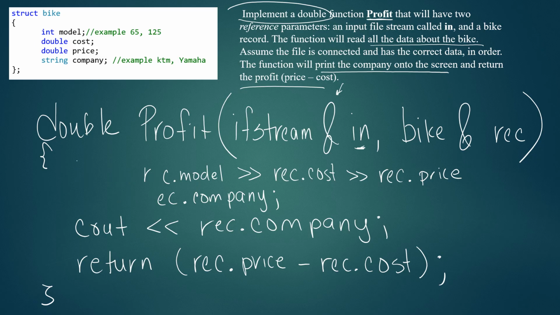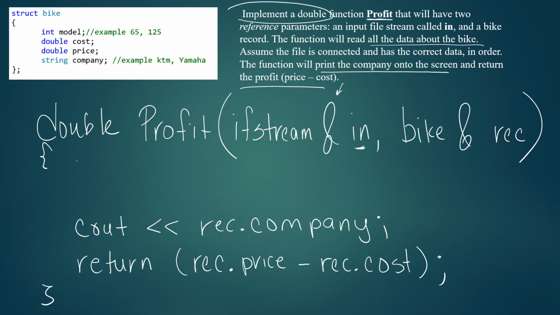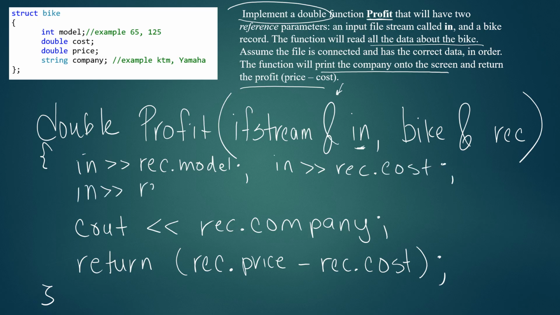And if you don't want to do this all in one line, which I don't ever recommend, I think it's better to read in each piece of data just to make sure there's no errors. You would just read into rec.model, read into rec.cost, read in rec.price. These are semicolons because they're all separate statements. I just don't have the space. Rec.company.